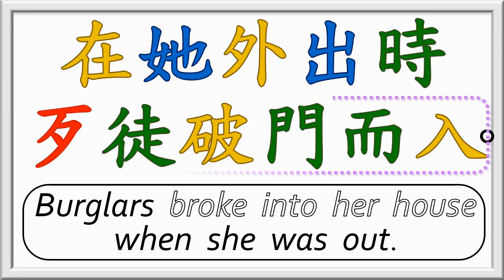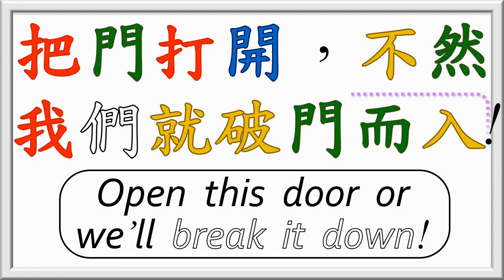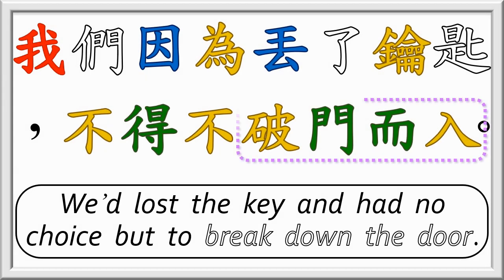To break into a house or force open a door is rendered as 破门而入。他外出时，歹徒破门而入。Burglars broke into her apartment when she was out. 把门打开，不然我们就破门而入。Open this door, or we'll break it down. 我们因为丢了钥匙，不得不破门而入。We'd lost the key and had no choice but to break down the door.